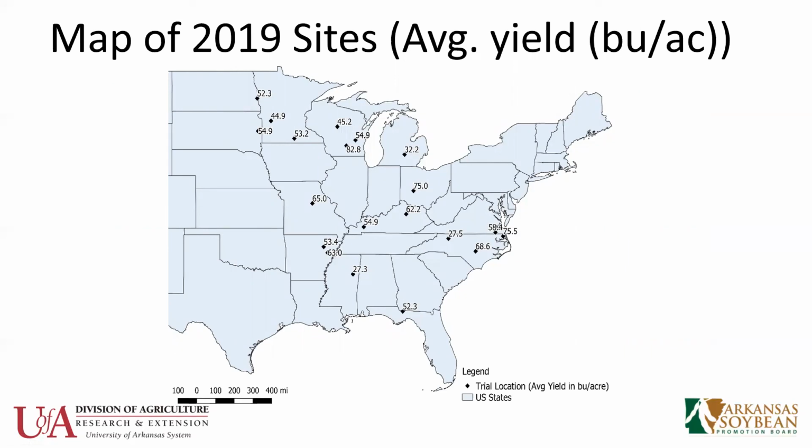This is a map of the 20 locations in 2019 with the average yield at each location. Average yields range from 27.8 to 82.8 bushels per acre. This study represents several different environments and is a significant portion of the soybean producing region in the United States.